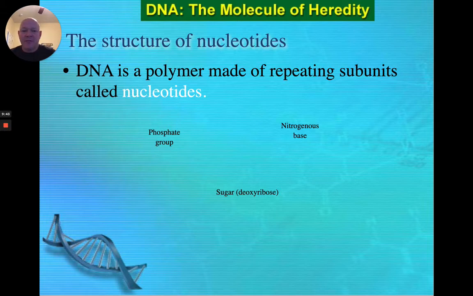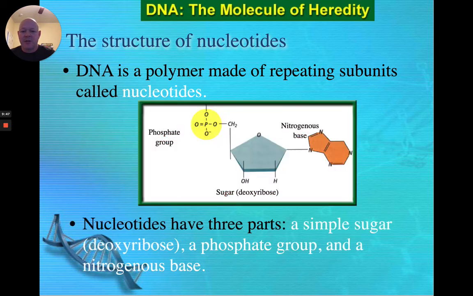DNA itself, the actual structure of DNA, is made up of subunits called nucleotides. A nucleotide, as you see here, is made up of 3 main parts: a phosphate group on the outside, a sugar in the middle, which is called deoxyribose, and then a nitrogenous base in the center. And those nitrogenous bases are what binds one side of the helix to the other, and they are A, T, C, and G. So please remember that there are 3 parts of a nucleotide.